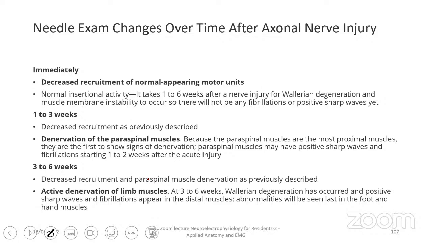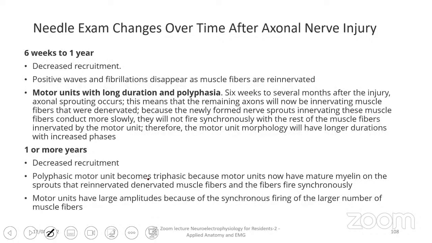At 3 to 6 weeks, there is decreased recruitment, paraspinal muscle denervation as previously described, and active denervation of the limb muscles. At 3 to 6 weeks, Wallerian degeneration has occurred and positive sharp waves and fibrillations appear in the distal muscles, and abnormalities will be seen last in the foot and hand muscles. At 6 weeks to 1 year, decreased recruitment, positive waves, and fibrillations appear as muscle fibers are reinnervated.